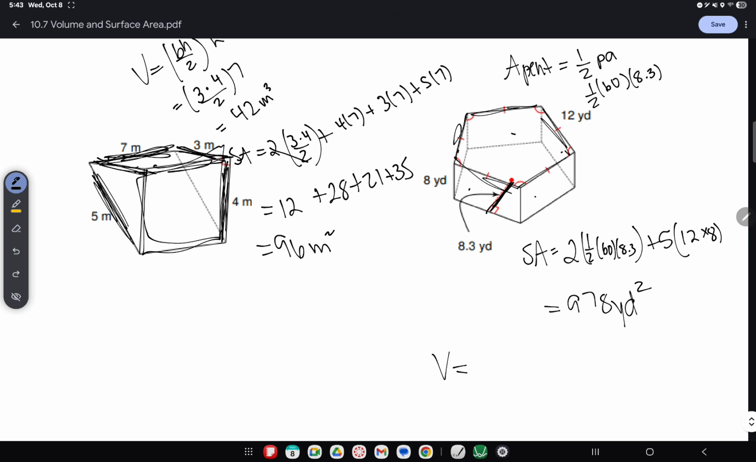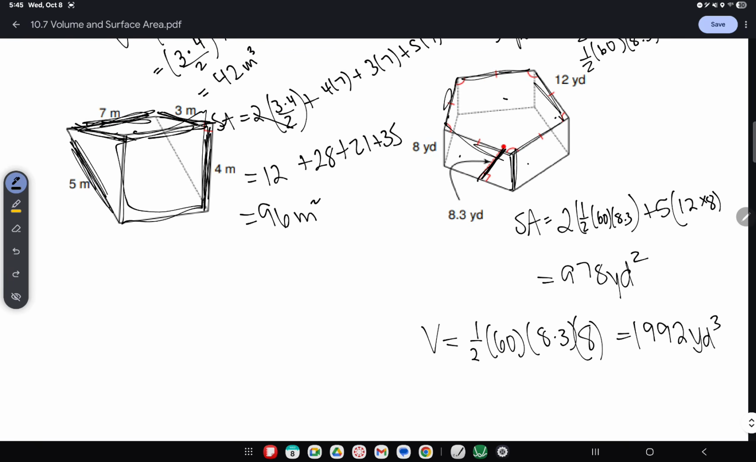So then the volume is going to be the area of that pentagon. So that was the 1/2 times 60 times 8.3, and then times this height here, which is 8. So I get 1/2 times 60 times 8.3 times 8. So 1992 yards cubed.